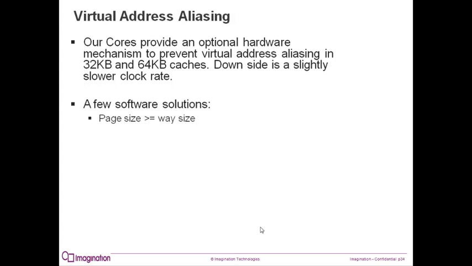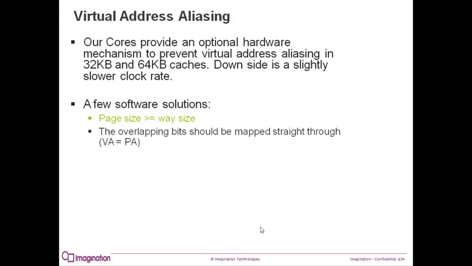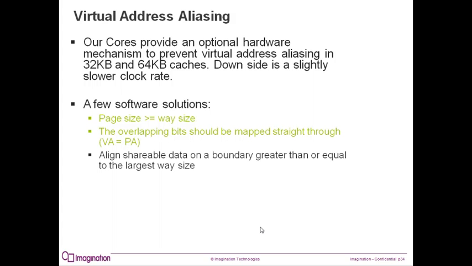If you don't have the hardware option, the next easiest thing would be to make sure your page size is at least as large as the cache's way size. Another way is to always map overlapping bits straight through. In the example we just went through, you would avoid creating the virtual to address.